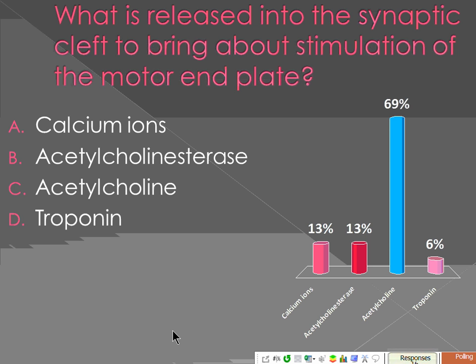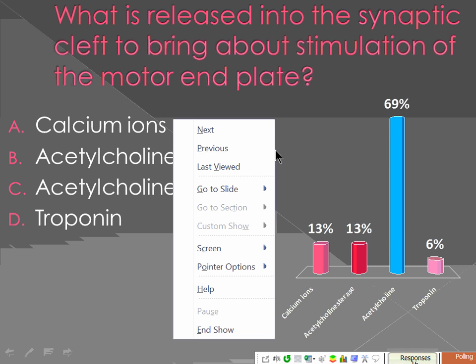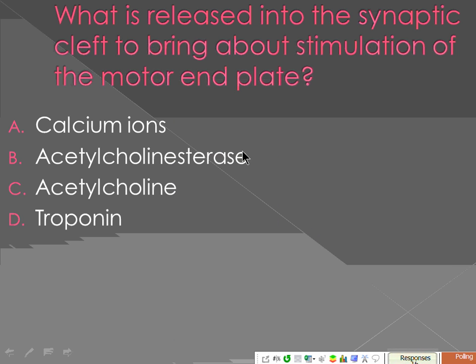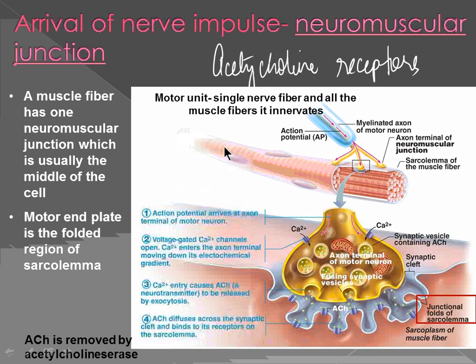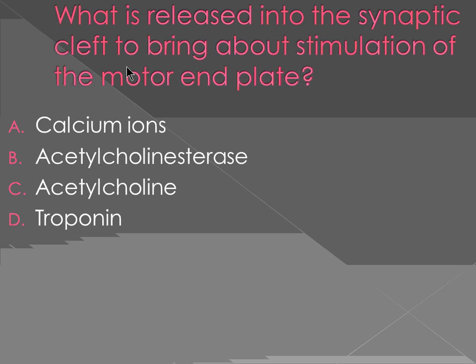Acetylcholine, yes, not calcium ions. Calcium ions are not released into the cleft. Neither is troponin. Troponin is part of the muscle. So look at this. Calcium ions are released here into the axon terminal. Acetylcholine was the one which was released into the cleft. And what was the other choice I had? Acetylcholine esterase is present there, but that's not the one which brings about stimulation of the motor end plate. So that's why you have to read the question carefully, okay?